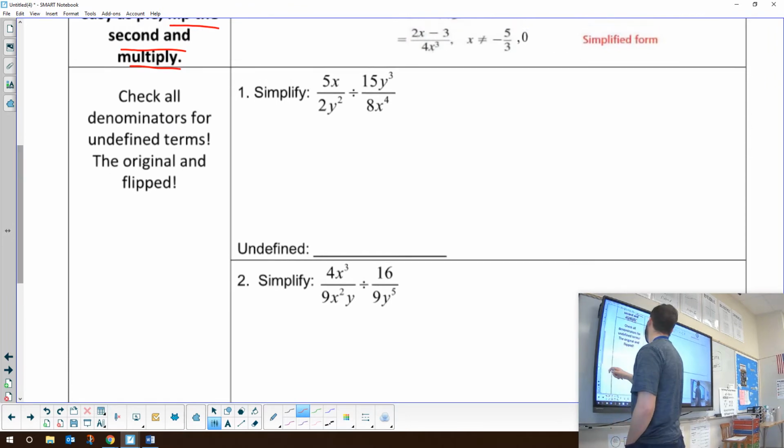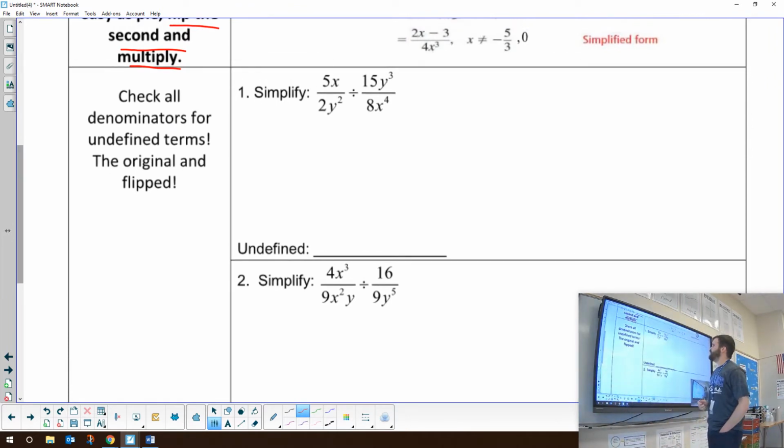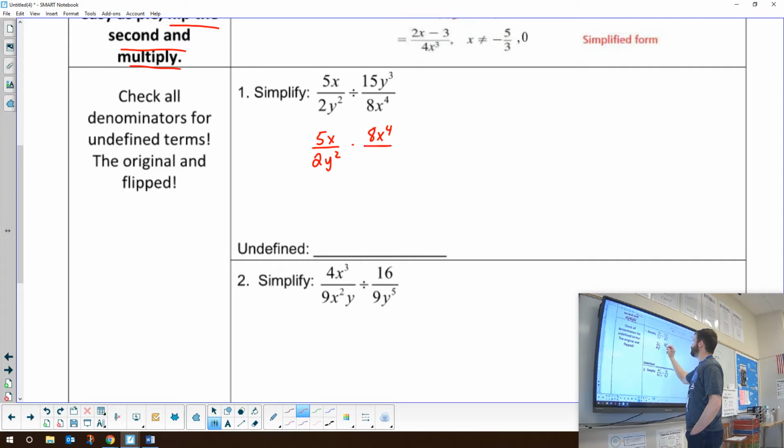So take a look here at number 1 with me, please. So number 1, we have 5x over 2y squared divided by 15y cubed over 8x to the fourth. So what we're going to do is we're going to rewrite this, but instead we're going to flip the second one and we're going to multiply. So it's going to be 5x over 2y squared times 8x to the fourth on top over 15y cubed on bottom.